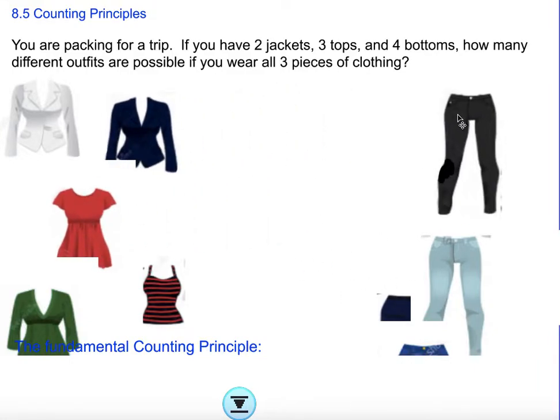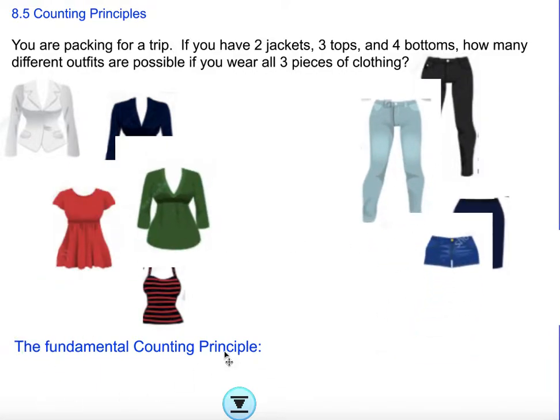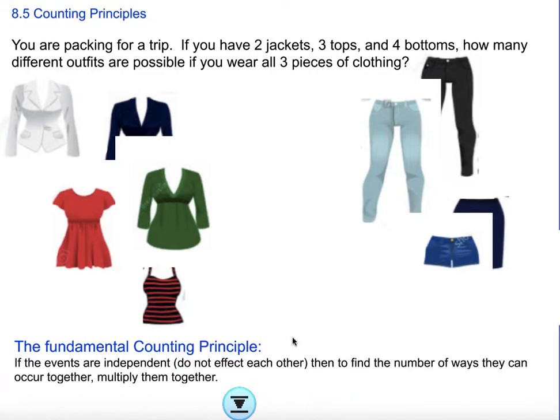Now, there is something called the fundamental counting principle, which says if events are independent, so like choosing a jacket is independent from choosing a shirt, is independent from choosing a pair of pants, then you can just multiply them to figure out the number of ways. So what that means is I can take 2 jackets times 3 shirts times 4 bottoms, and that will give me 24 different outfits.